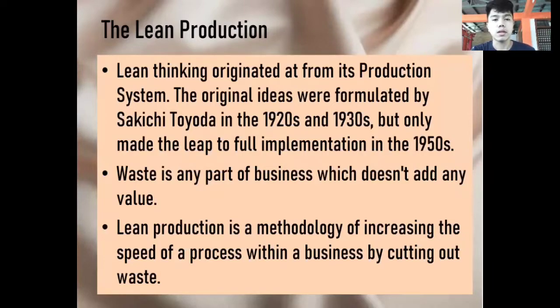The lean production. Lean thinking originated from the Toyota production system. The original ideas were formulated by Sakichi Toyoda in the 1920s and 1930s, but only made the leap to full implementation in the 1950s. Waste is any part of business which doesn't add any value. Lean production is a methodology of increasing the speed of a process within the business by cutting out waste. Lean production was made so that our businesses are cleaner and less cluttered, more orderly.